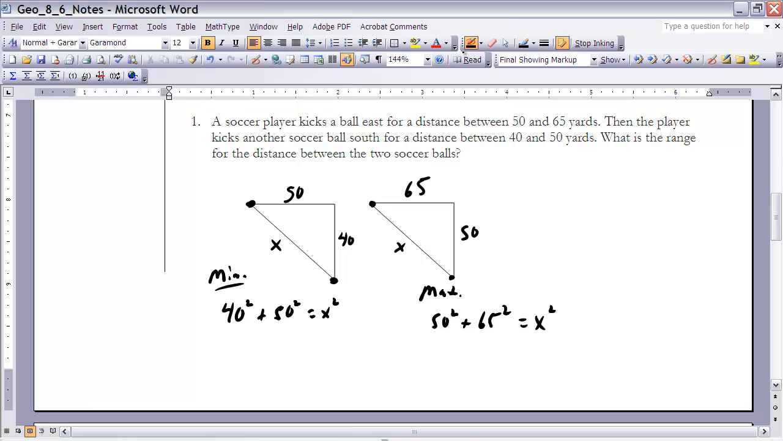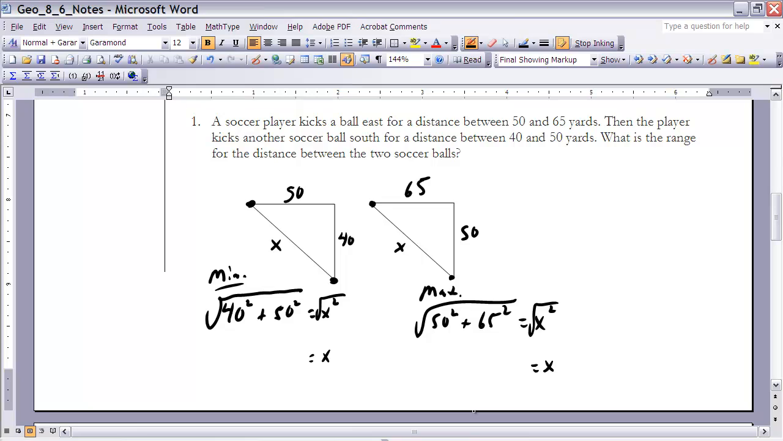Okay? So to solve those, to get x by itself, what I need to do is take the square root of it. So what that means is I need to take the square root of 40 squared plus 50 squared to find what that minimum distance would be. The same thing would apply over here. I take the square root of both sides here. This is going to give me x. Now I have the square root of 50 squared plus 65 squared. So I need to do both of those on my calculator to come up with my answer.